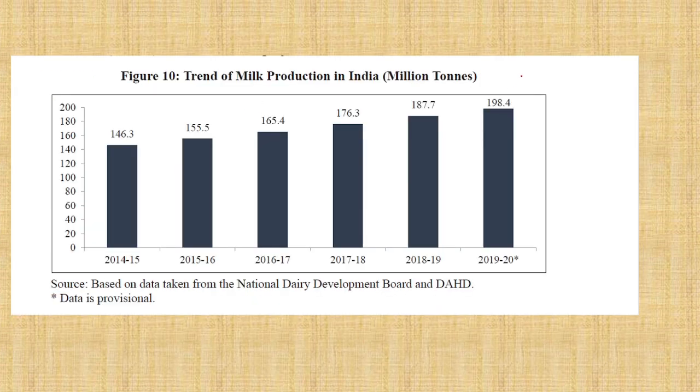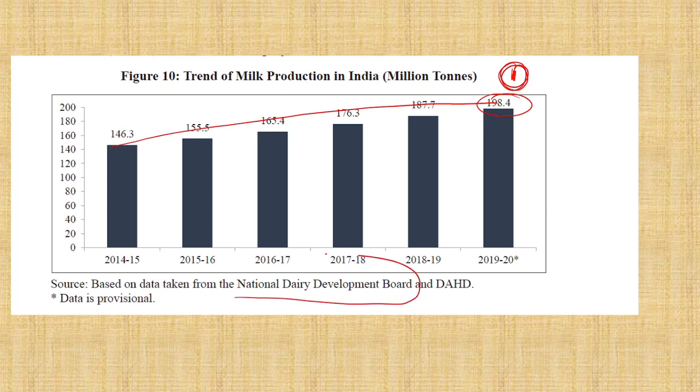Next, see again, this milk production. Actually, in milk production India is number 1. Okay, India is number 1 in milk production, and it has constantly increased. Note that the graph has increased, according to the National Dairy Development Board.